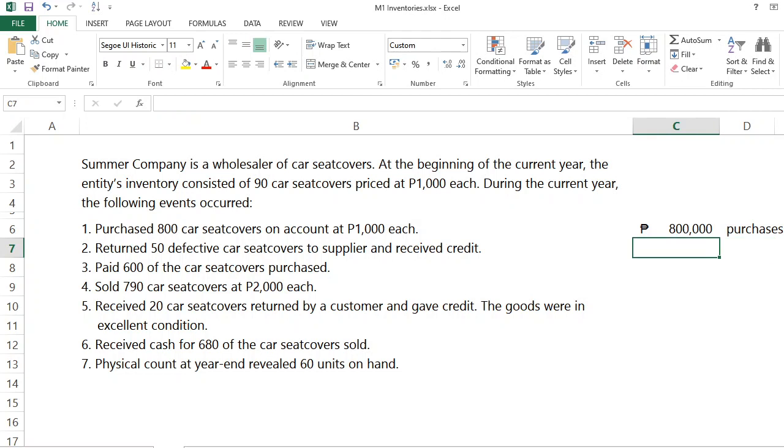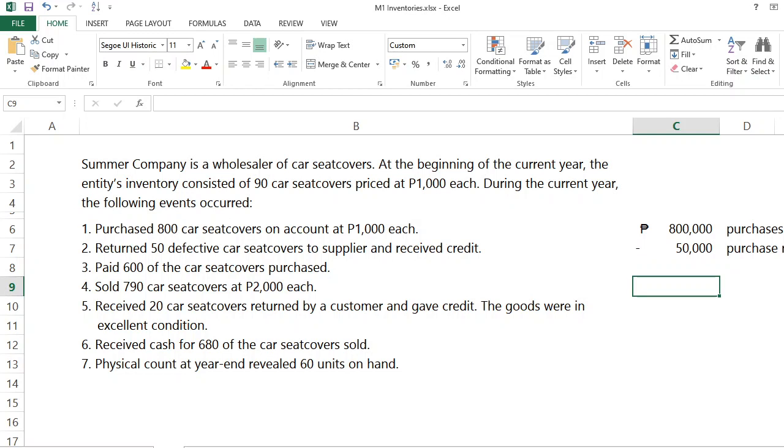And then, returned 50 defective car seat covers to supplier. And received credit. So, purchase return. Kaya ito mag-ibalik kay supplier. Purchase return. And then that is minus 50,000. Next, paid 600 of the car seat covers purchased. Nagbayad ka. Unsa na account ang maapektuhan? Accounts payable. Ang ato ang concern, cost of sale. So, hindi po siya makaka-affect. Pero gagawa ka pa rin ng journal entry.